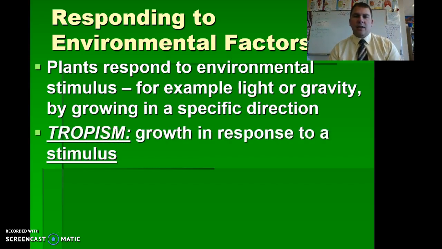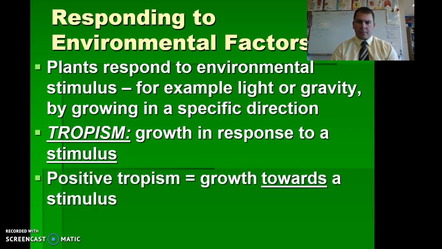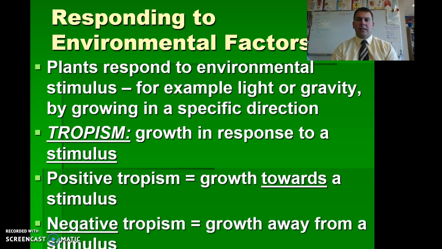I would write down this definition. A tropism is a growth of a plant in response to a stimulus. A positive tropism is growing toward the stimulus. Therefore, a negative tropism is, you guessed it, growth away from a stimulus.